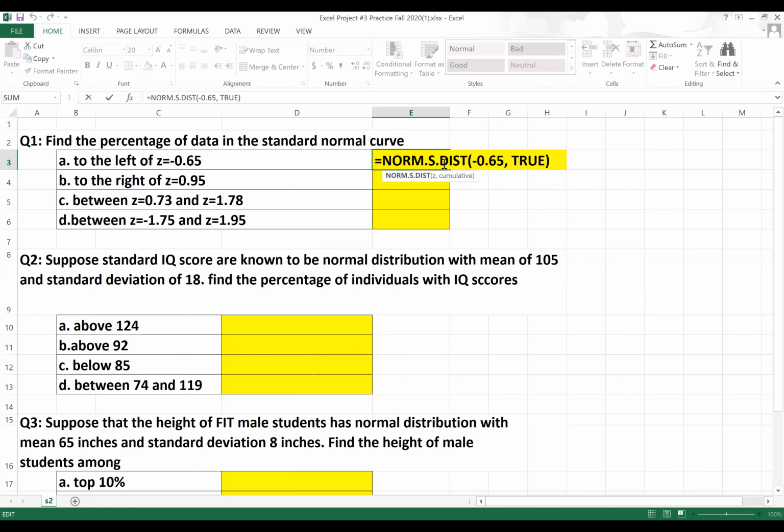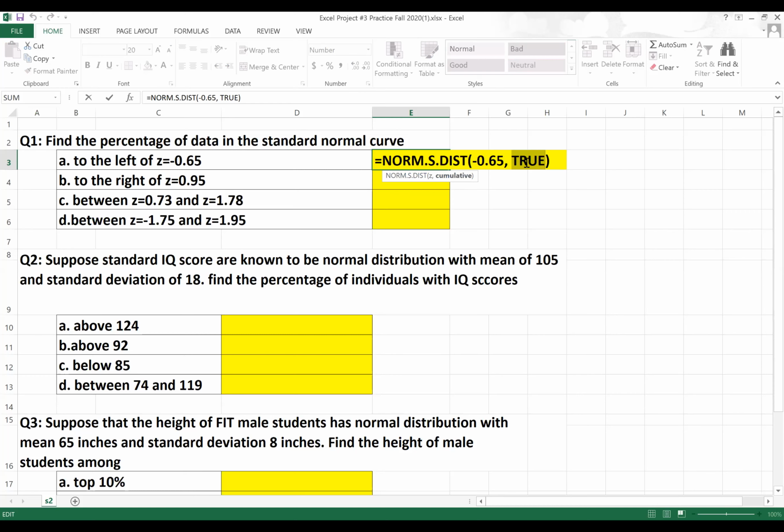NORM.S.DIST. Oh, I don't think I added the S. Yes, standard normal distribution. That's very important because it's the standard normal curve. What is it true for? True meaning we are accumulating everything to the left. If you put in false, it only gives us the probability when the z-score equals negative 0.65, not including everything to the left. Oh, okay, thank you.